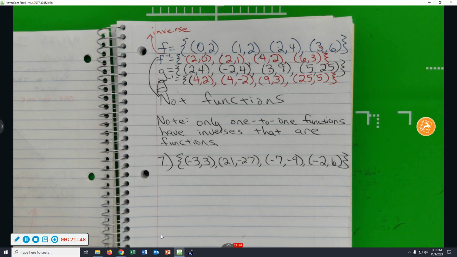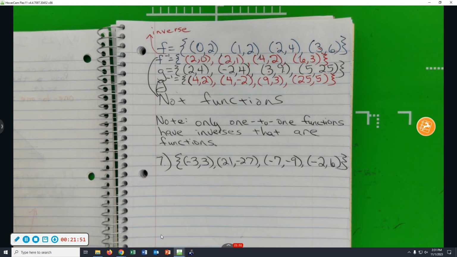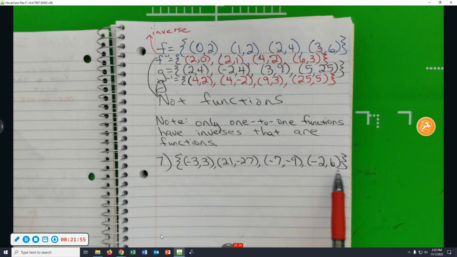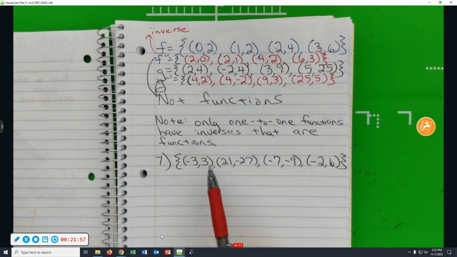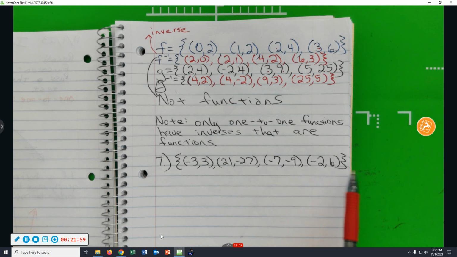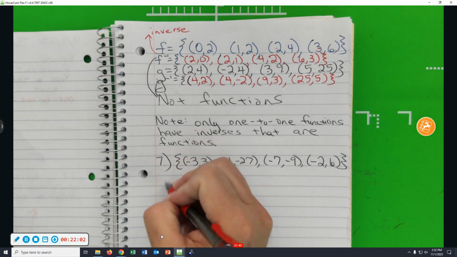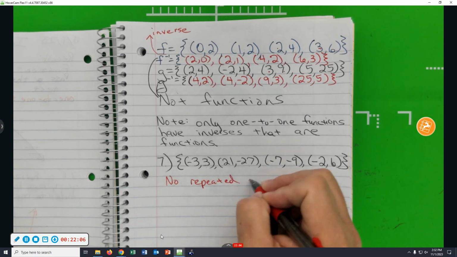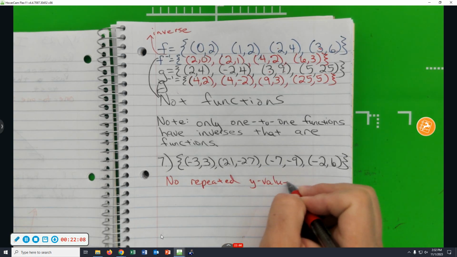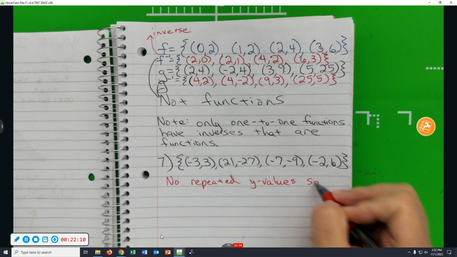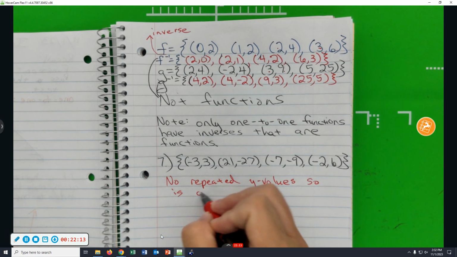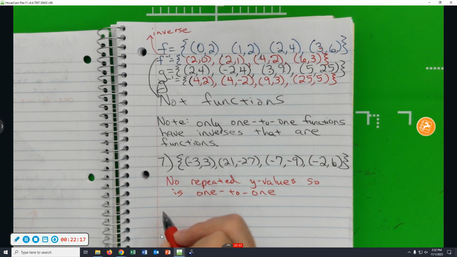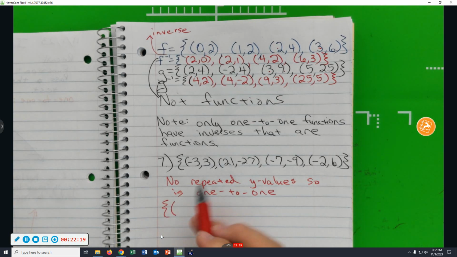First thing we have to do is decide, is it 1 to 1, and what's our conclusion? Yes, it is 1 to 1. There's no repeated y's. No repeated y values. Here's my thoughts. There's no repeated y values, so it is 1 to 1. Now we reverse the ordered pairs to find the inverse.